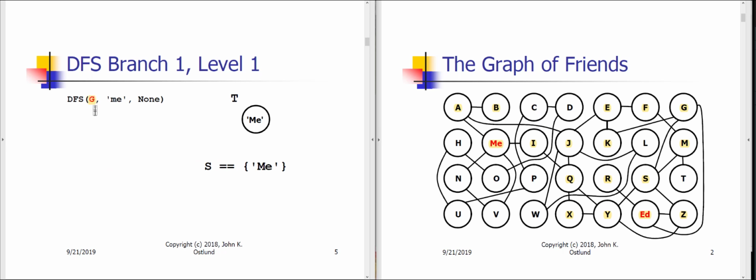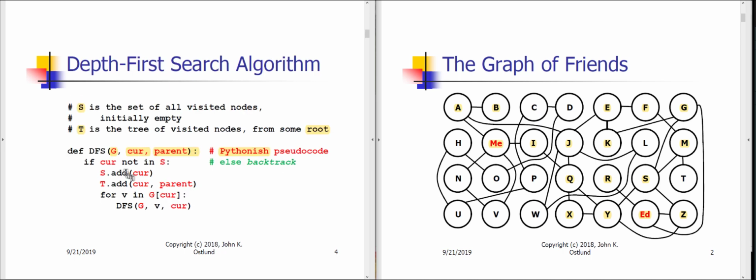Now, let me skip ahead a slide. And we'll see that to kick this off, we specify our dictionary. We specify me as the current node. And me has no parent, so None is going to be the value of our parent when we're constructing this depth-first search tree starting from me. Okay, now, if the current node has not already been visited, then we're going to add the current node to the set that have been visited, and we're going to add the current node to the tree with its parent as the parent.